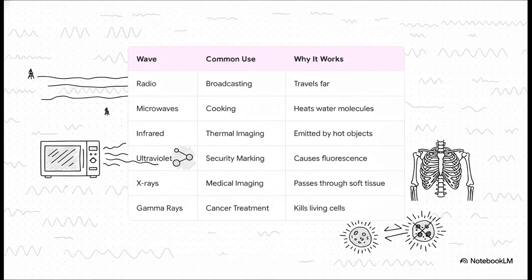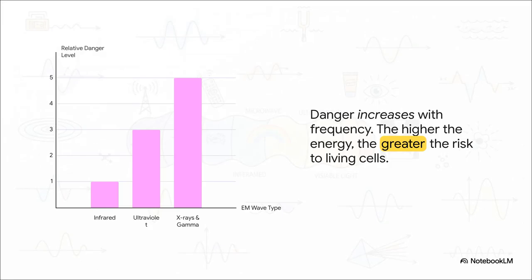Then you jump up to X-rays. They've got enough punch to go through your skin, but get stopped by bone, which is perfect for taking pictures of broken arms. And at the very top, gamma rays are so powerful they can be used to zap and kill cancer cells in radiotherapy. But as you'd expect, all that energy can also be dangerous.